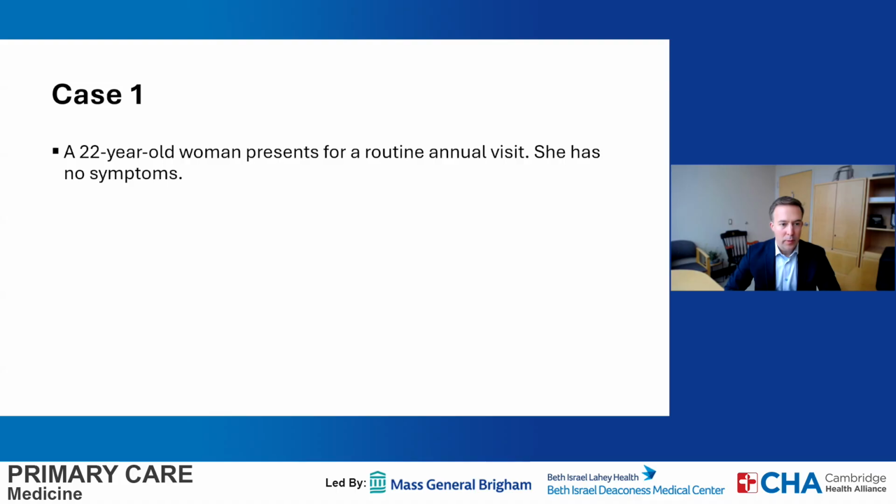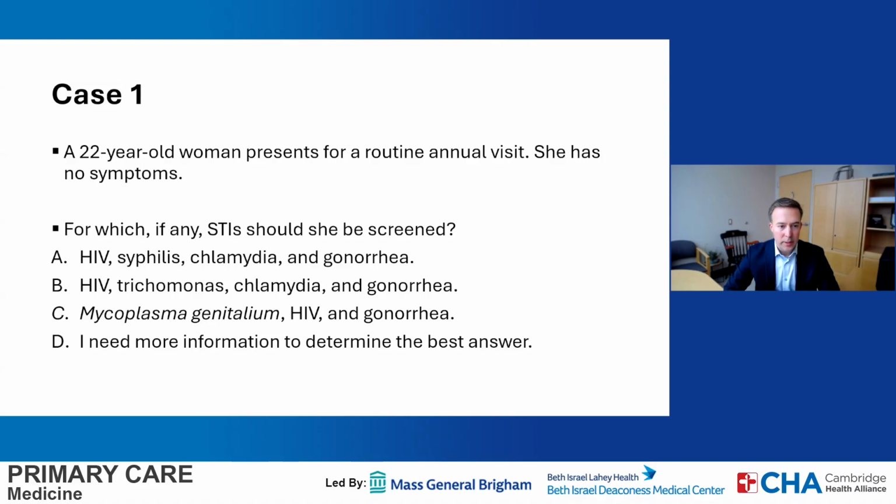So our first case is a 22-year-old woman who presents for a routine annual visit. She has no symptoms. And so my first polling question for you is, for which, if any, STIs should she be screened? And there should be a poll that will pop up that you can answer. Would the answer be HIV, syphilis, chlamydia, and gonorrhea? Would it be HIV, trichomonas, chlamydia, and gonorrhea? Would it be Mycoplasma genitalium, HIV, and gonorrhea? Or do you need more information to determine the best answer? So I'll give you a few seconds to select your answer.